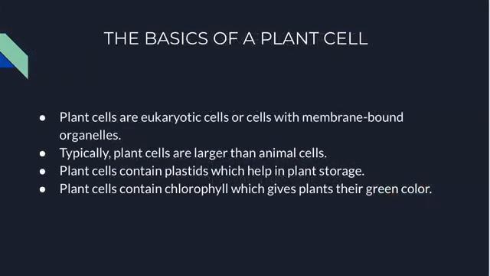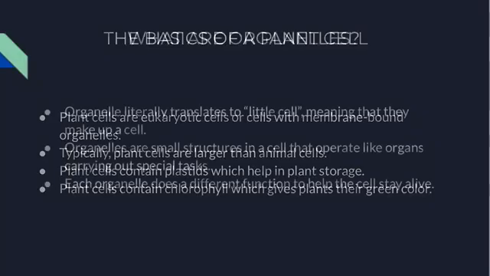There are two general kinds of cells, plant cells and animal cells. We are going to focus on the basics of plant cells. Plant cells are eukaryotic cells, or cells with membrane-bound organelles. Typically, plant cells are larger than animal cells. Plant cells contain plastids, which help in plant storage. Plant cells contain chlorophyll, which gives plants their green color.